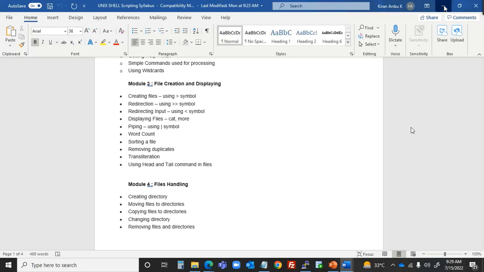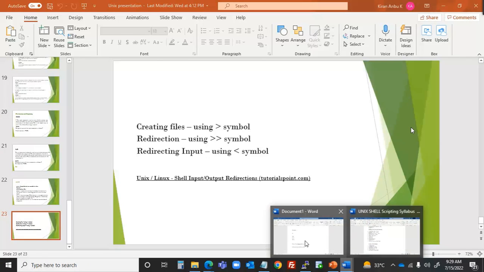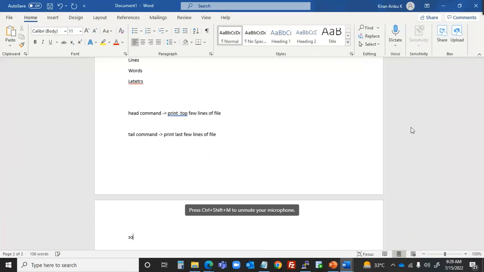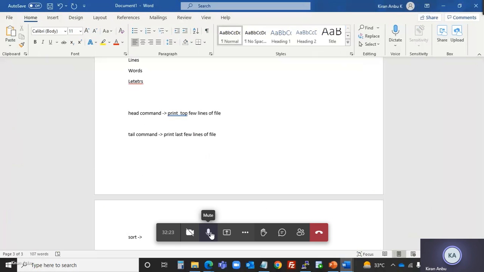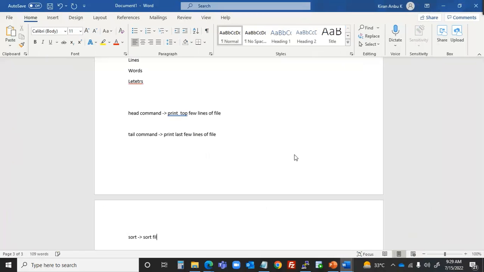Then okay, let's go for sort. Any idea what sort will do? What is sorting? Sort file contents. Okay, yeah, so the name itself illustrates what it actually does, right?